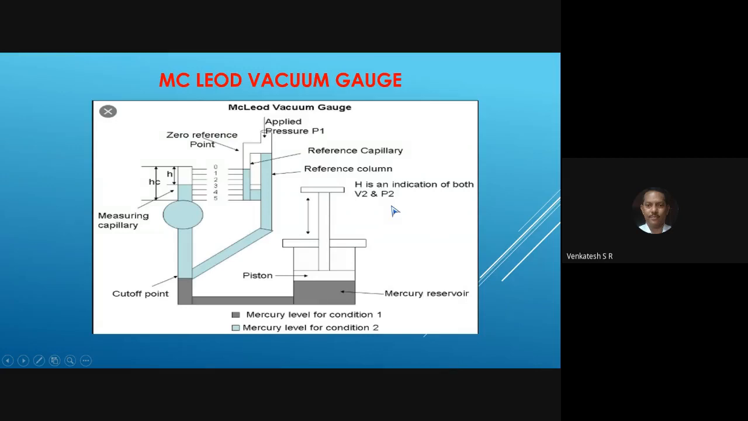This McLeod vacuum gauge works on the principle of gas laws, that is P1 V1 equals P2 V2. So V1 equals P2 V2 divided by P1. If you substitute the values of volume and pressure in the equation, you will get the negative pressure. The only instrument available in the market that can measure negative pressure is the McLeod vacuum gauge.